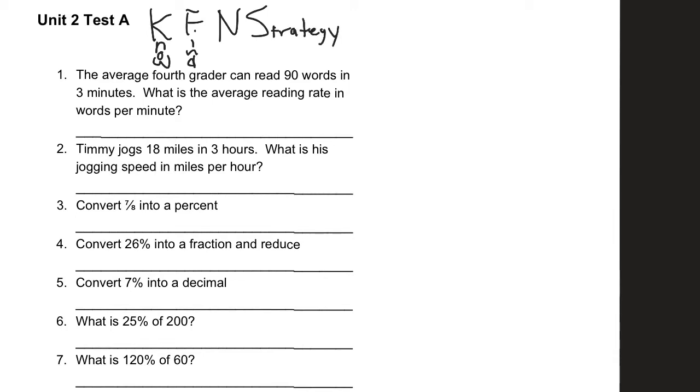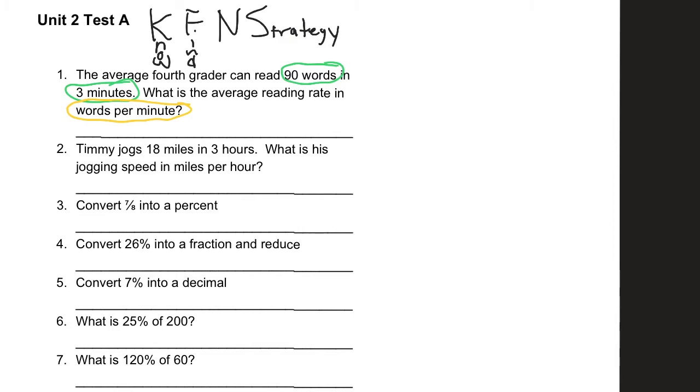Okay, so I'm going to start with what I know. And I'll just circle that in green. So the average 4th grader can read 90 words in 3 minutes. So I know, okay, 90 words. I know 3 minutes. So what is the average reading rate in words per minute? What are they asking us to find? I'm going to put that in yellow. They're asking us to find words per minute.